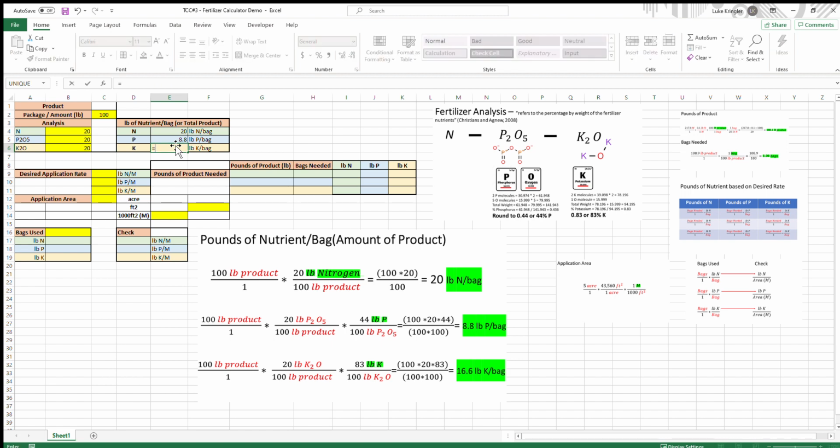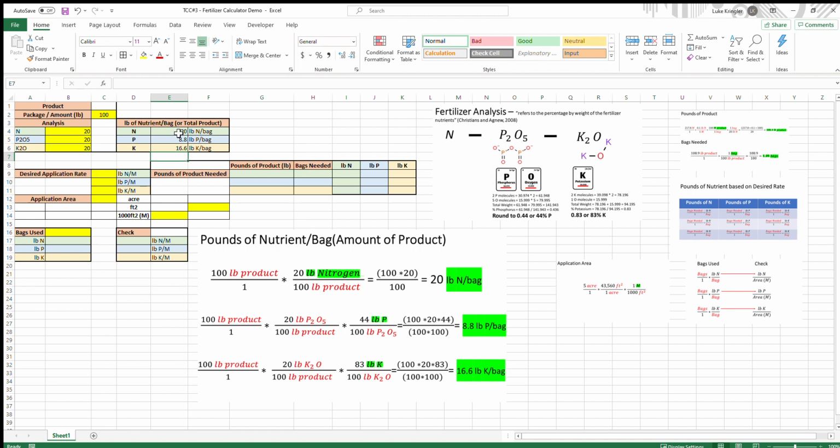We do the same thing for potassium. Analysis multiplied, in this case, K2O is 83% potassium, so we multiply by 0.83, divide by 100 to get a percent, and then we multiply by the weight of the bag.